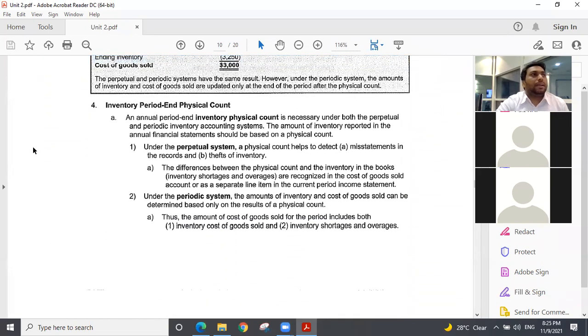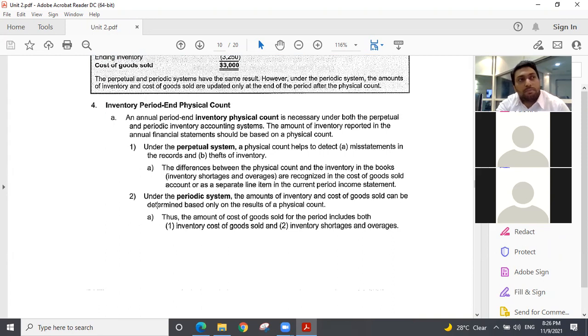Inventory period and physical count. Okay, an annual period and inventory physical count is necessary under both the perpetual and periodic inventory system. The amount of inventory reported in the annual financial statement should be based on a physical count. So under the perpetual system, a physical count helps to detect a misstatement in the records and the theft of inventory. The difference between the physical count and the inventory in the books are recognized in the cost of goods sold account or as a separate line item in the current period income statement.